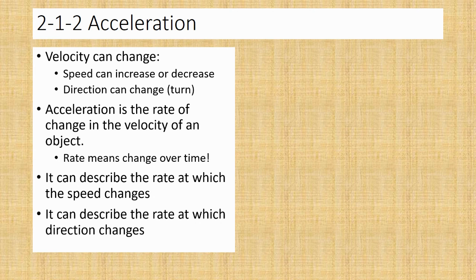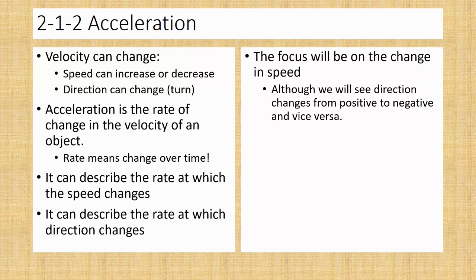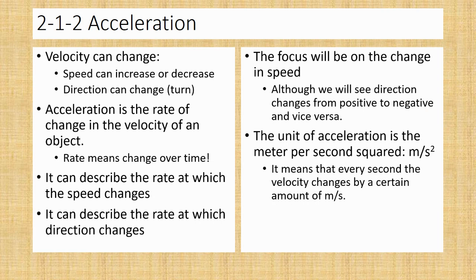The acceleration of the object is the rate of change in the velocity. And remember, rate means change over time. So this means that acceleration can describe the rate at which the speed changes, or it can describe the rate at which the direction changes, or both. Now, primarily, we will be focusing on changes in speed, although changes in direction, going from the positive direction to the negative direction, are entirely possible. Especially when we take a look at free fall, we will see those types of situations.